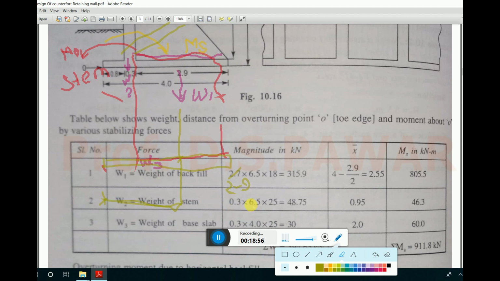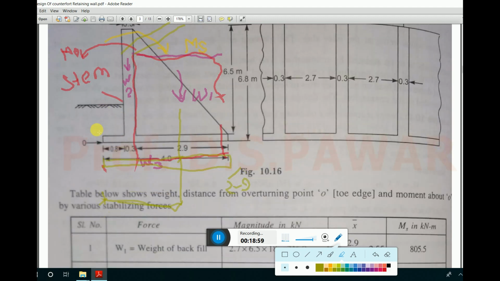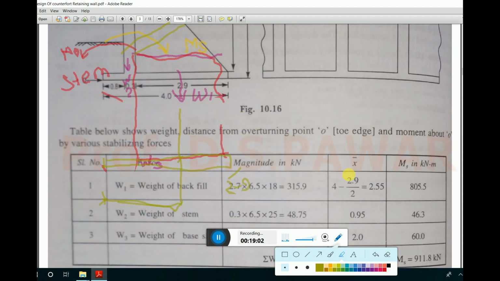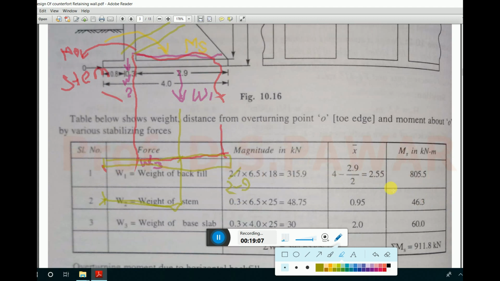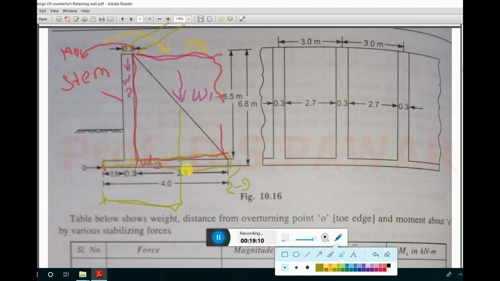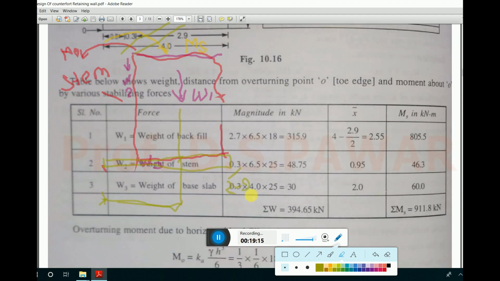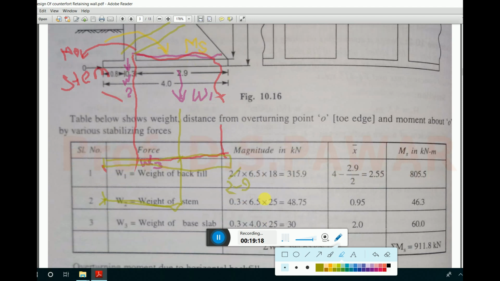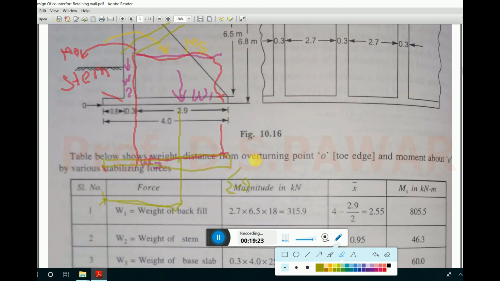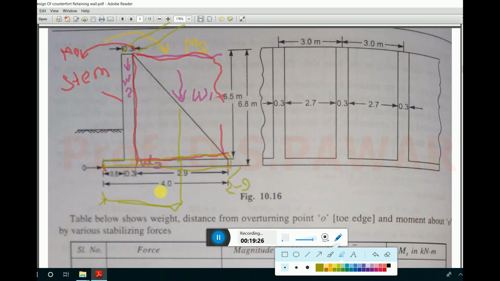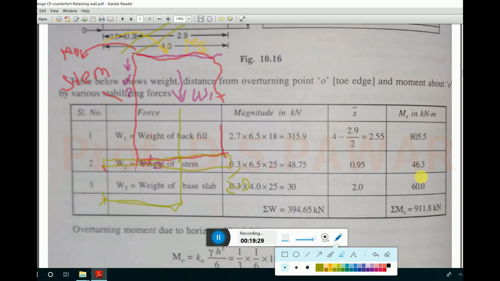You can see here 0.3 into 6.5 into 25, and CG is going to act at 0.8 plus 0.15, so that value is 0.95. If you multiply this force by the distance, you get the moment. So here again W3 is for the base slab: total length 4 meter, depth 0.3, so 0.3 into 4 into density of concrete, that is 25. Once you get the force, the distance at which CG acts for the base slab is at the center, so that is 2 meter. We put 2 meter here, and if you multiply, you get the sliding moment as 60 here.